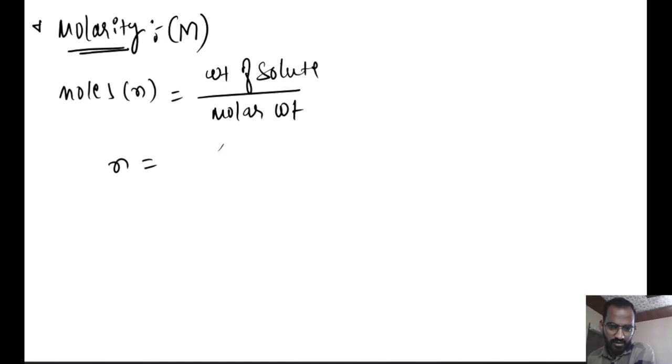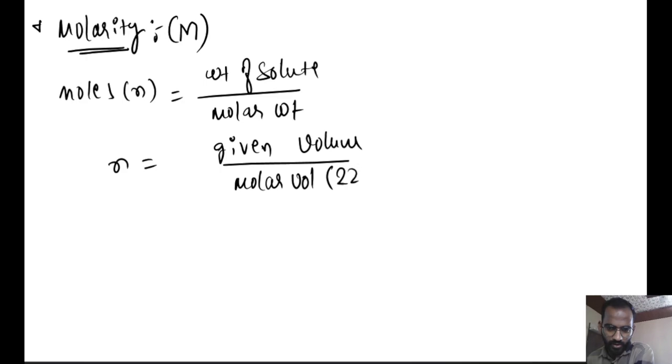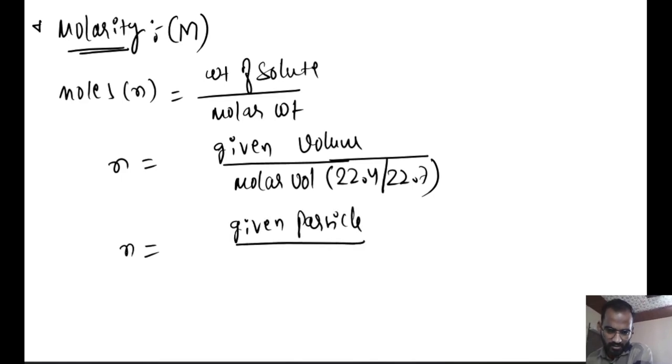Or if they give some volume and ask for the number of moles, then given volume by molar volume, that is around 22.4 liter, or 22.7 liter also according to the new IUPAC representation. Next, if they give the number of particles, then given particles by Avogadro number of particles. These three are very important formulas of number of moles. So now we will take molarity very easily.